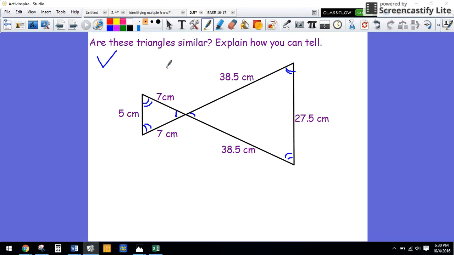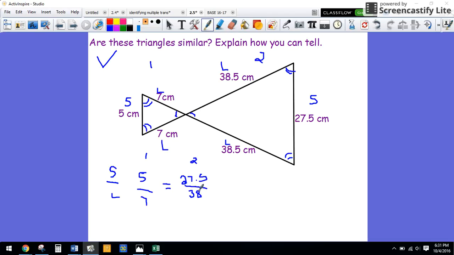This is when it's really, really important that we start labeling our sides when they start switching the shapes on us. So they're not facing the same direction anymore. So this is my short, long, long, short, long, long. So I know there's 3 sides here, but in a proportion, I only need 2. So I'm again going to do my short over my long, and I'm going to do this one all about triangle 1 and this one all about triangle 2. So let's call this one triangle 1 and this one triangle 2. So my short is 5, my long is 7, that's about triangle 1. Okay, my short on my second triangle is 27.5, and my long is 38.5.